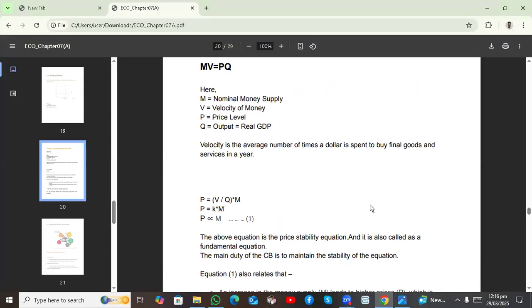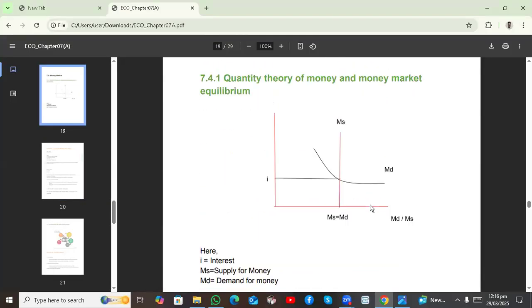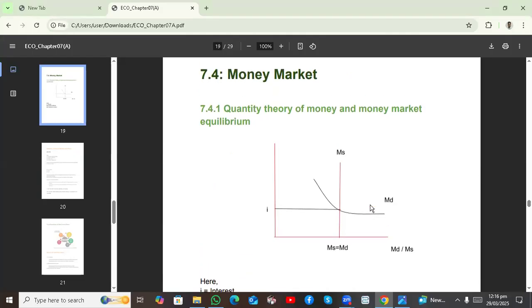So our topic is money markets. Now we're going to discuss the money market. What is the money market actually? The money market is a financial market where short-term borrowing and lending of funds occur. It deals with highly liquid and short-term financial instruments, typically with a maturity of 1 year or less.